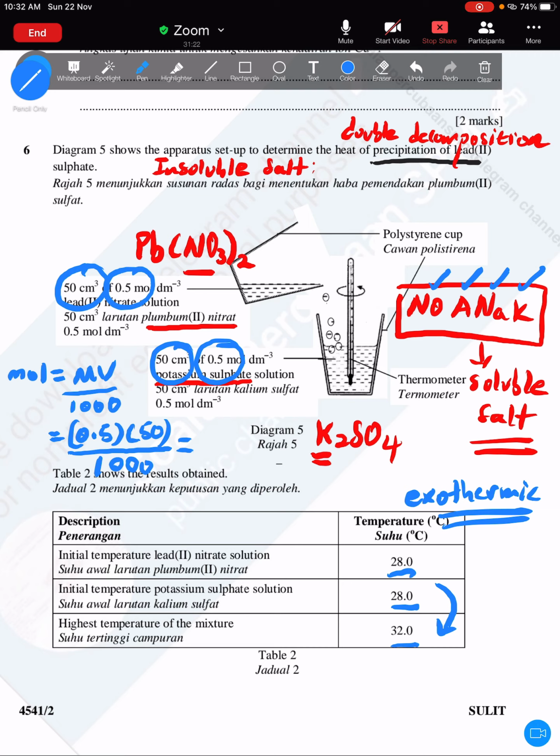Answer, please. 0.025 mole. Betul ya? Dan? Yes.